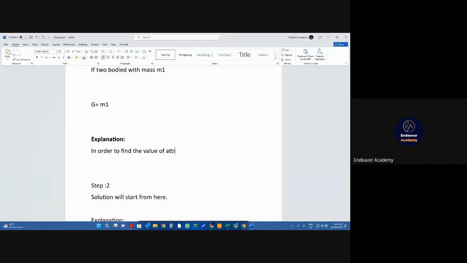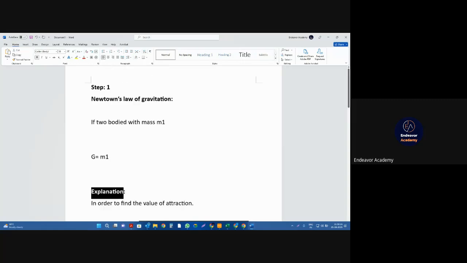the attraction force, or you can say the force of gravitation between two bodies, I will first of all calculate the value of mass m1 and m2, and the distance between these two bodies. Then I will put the values in the law of gravitation formula, and then we can find the value that is required. So this is the approach that we have to explain in the step one explanation section.